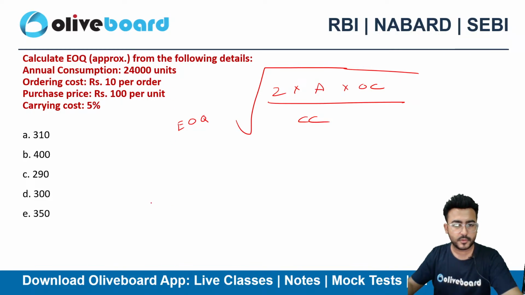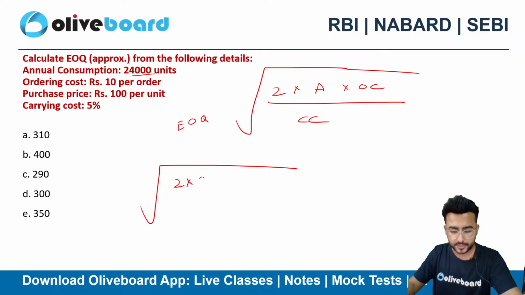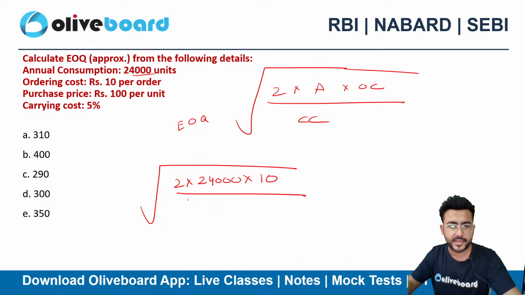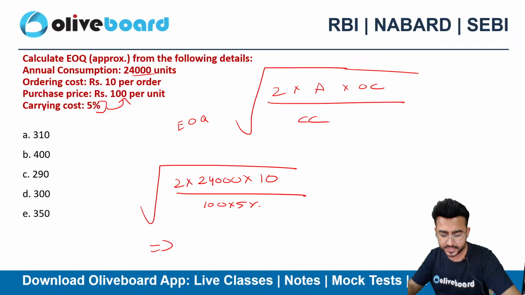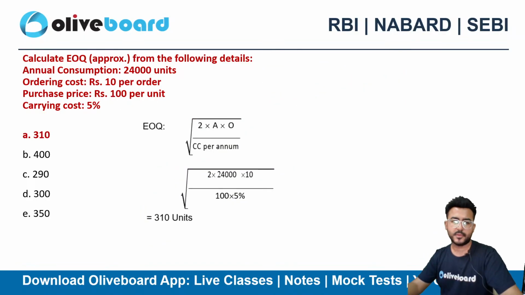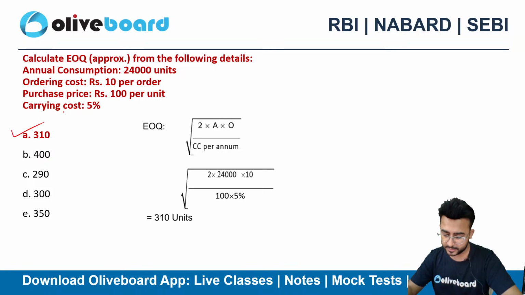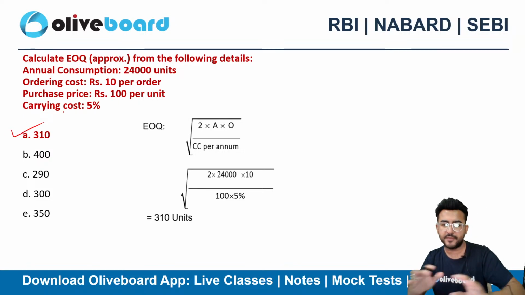Look, 2 multiplied by annual consumption, which is 24,000, multiplied by ordering cost 10 rupees per order, divided by carrying cost. Carrying cost is 5% of purchase price, so 5% of 100 is 5 rupees here. What will be the answer here, guys? A straight, formula based question. The correct choice here will be option A. Just a plain formula based question.